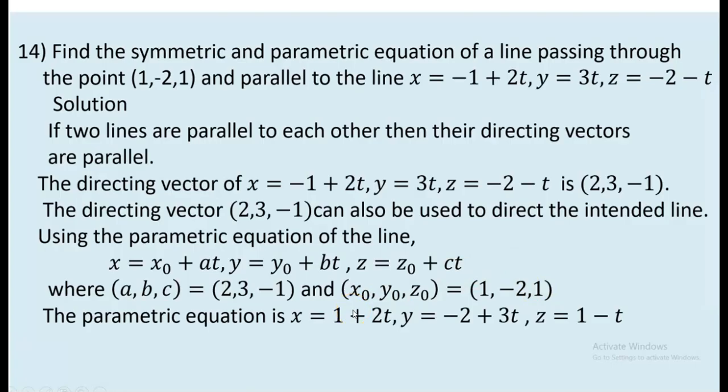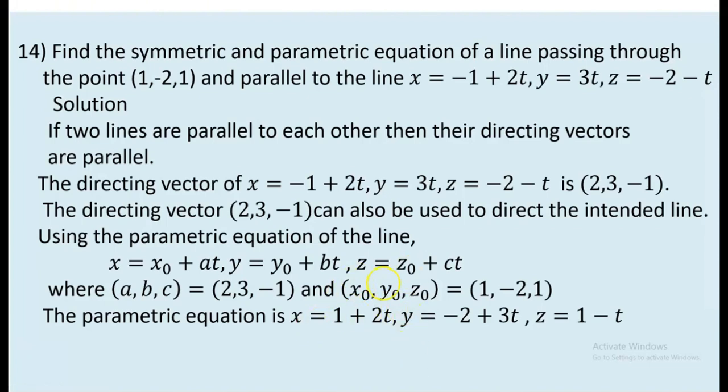Then the parametric equation is going to be x equals 1 plus 2t. What I did here is, in place of x naught I used 1, and in place of a I used 2, so 1 plus 2t. Do the same for y. In place of y naught you can take minus 2, and here b is 3, so minus 2 plus 3t, and do the same for z. You are having this. So this is the parametric equation of the given line.